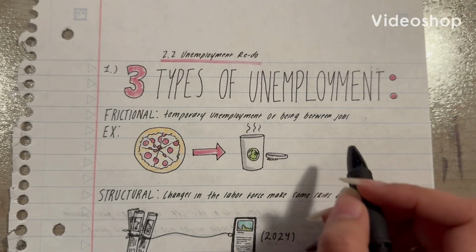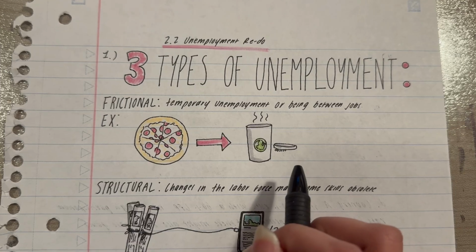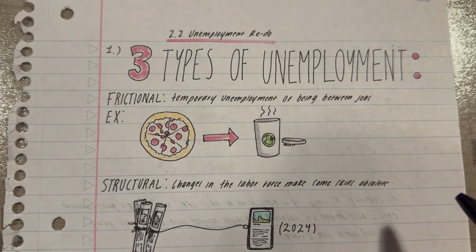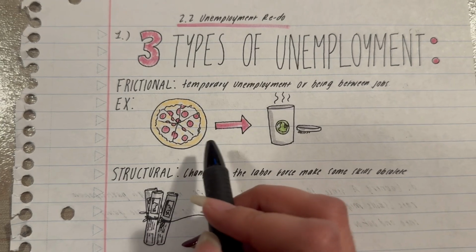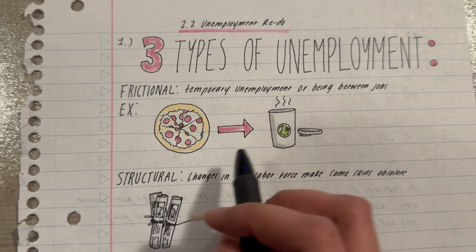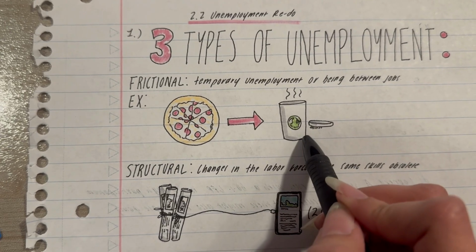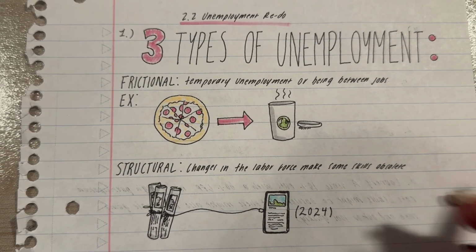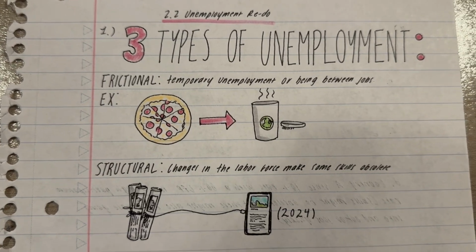So out of the three different types of unemployment, the first one is frictional unemployment. This means that a person is in temporary unemployment or they are in between jobs. So an example of this could be if a pizza worker decided to quit their job and maybe go to one where they get paid more, such as a coffee shop. They would be in between jobs, but since they're still actively looking for one, it would still count.